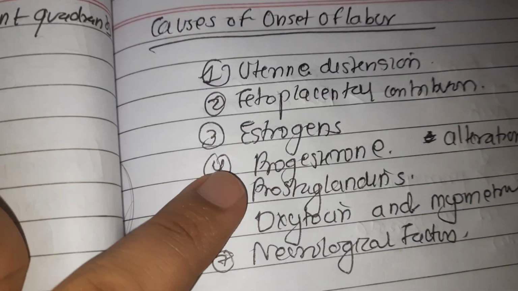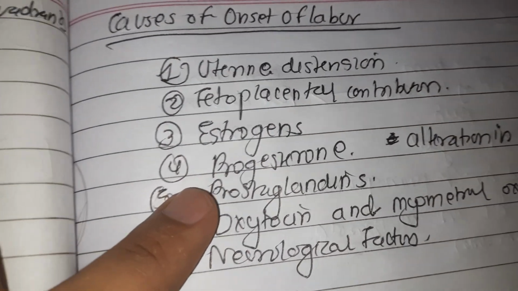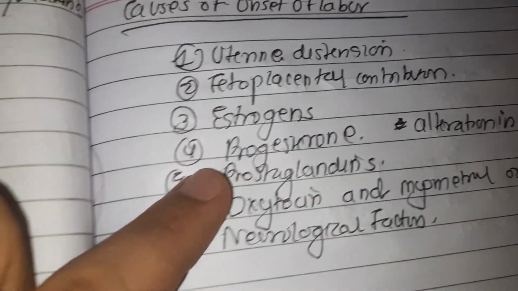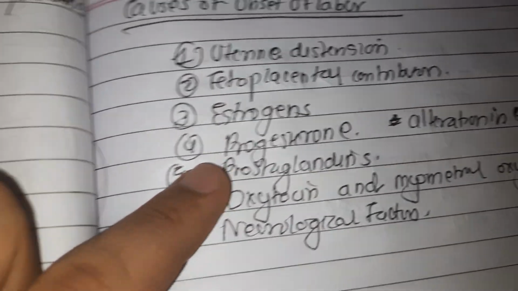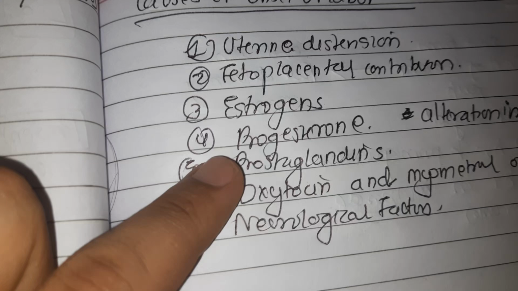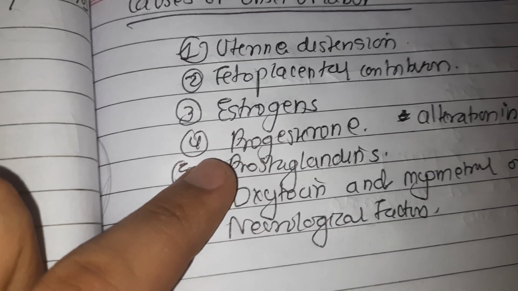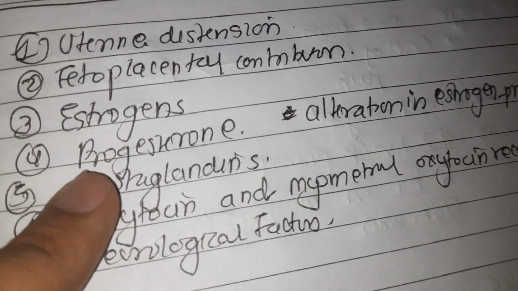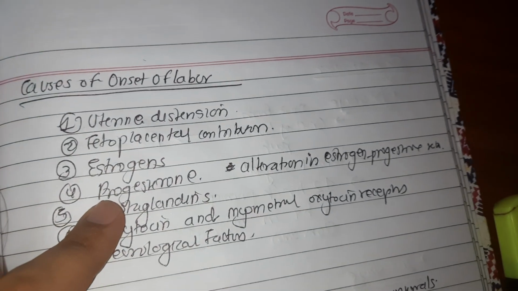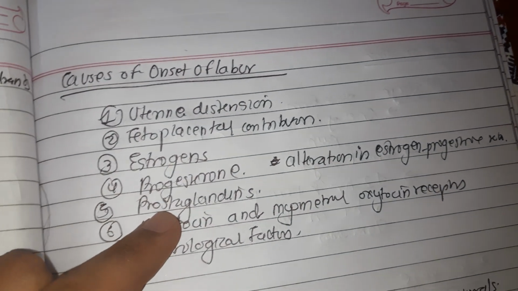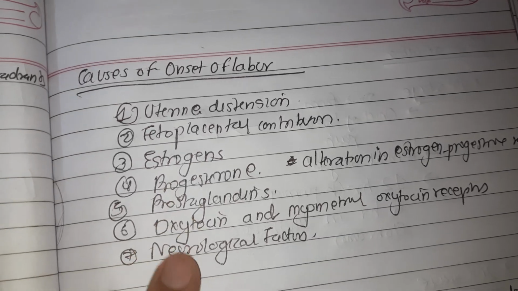After the contribution of estrogen comes progesterone. The increased production of fetal dehydroepiandrosterone sulfate and cortisol inhibits the conversion of fetal pregnenolone to progesterone. So progesterone level falls before labor, and due to that there is an alteration in the estrogen-progesterone ratio, which causes the onset of labor.